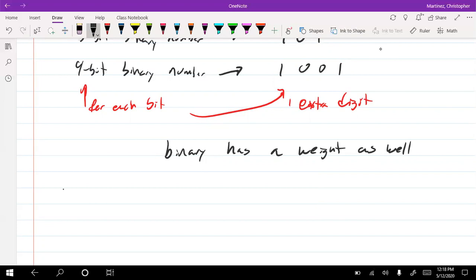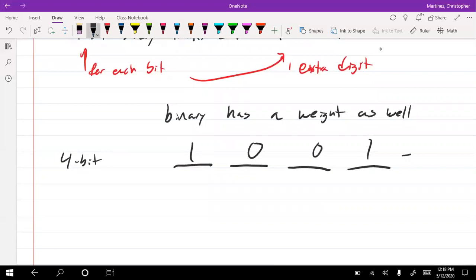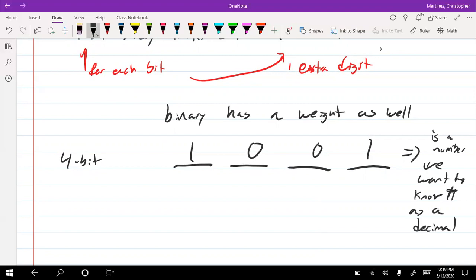So let's start with this 4-bit. Let's say we have 4 bits. 1001. Well, this 1001 is a number. And since we're not really familiar with binary, we want to know the number as a decimal. What is this number in our regular everyday values?